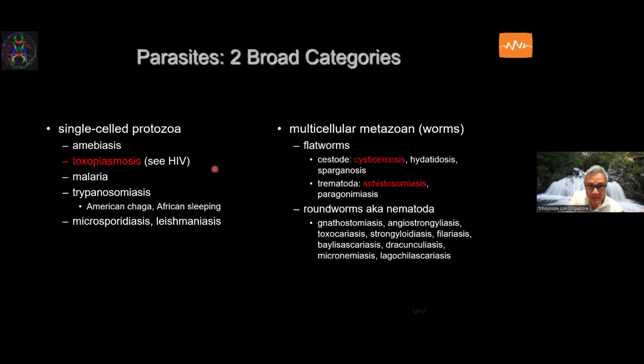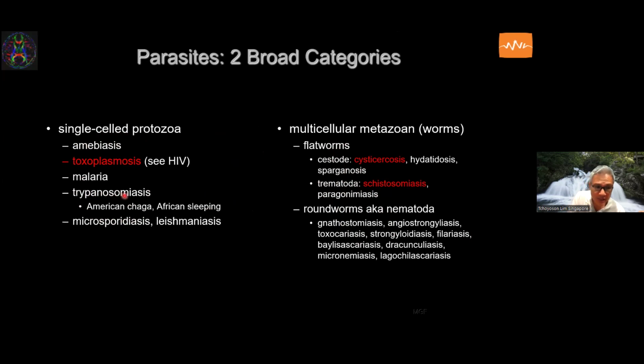Just to backtrack, in terms of parasitology, there are 2 large categories of parasites. One is the multicellular flatworms and roundworms, and I've highlighted cysticercosis and schistosomiasis. But don't forget there are single-cell protozoa, which affect many different places, including trypanosomiasis.